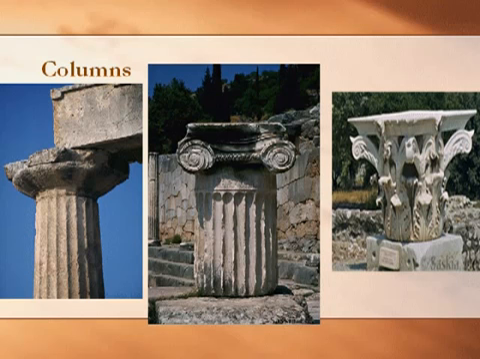As a shortcut, the orders may be distinguished most easily by their capitals, the tops of the column. So these pictures show the tops of the column so you can see the difference. The Doric capital has the simplest design, the Ionic has the curlicues, and the Corinthian has the leaves.